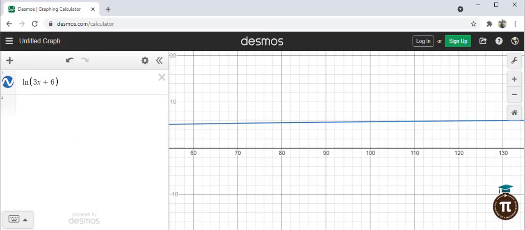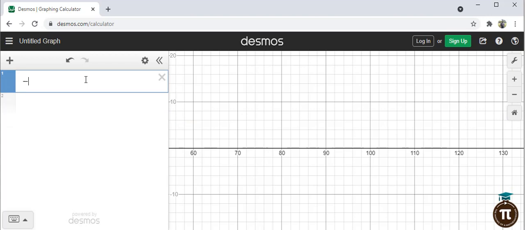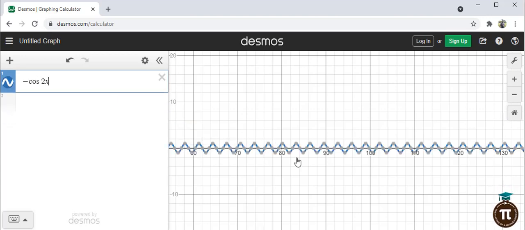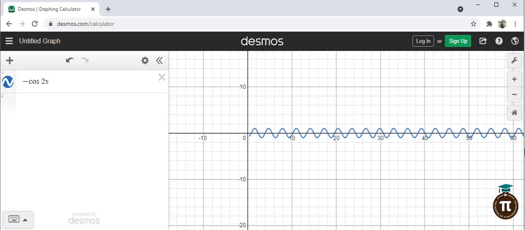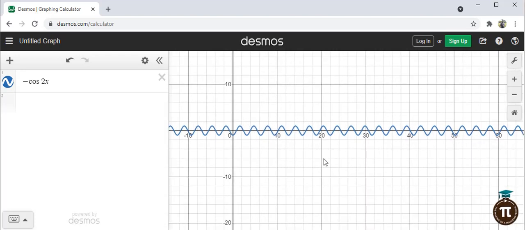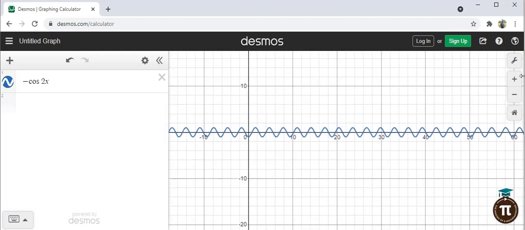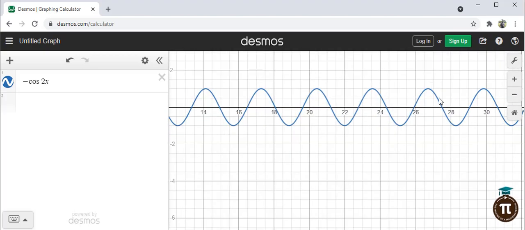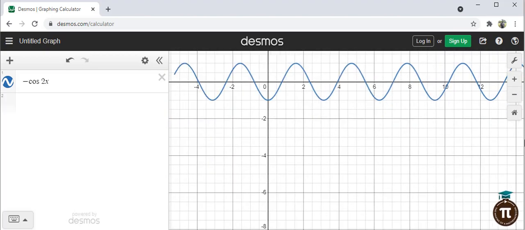If I draw that on the graph, minus cos 2x, you will see what I will have. You see how it goes? The value is just running between minus 1 and 1. That is the basic point of the story. That's how the cosine functions look. It will just run between minus 1 and 1.